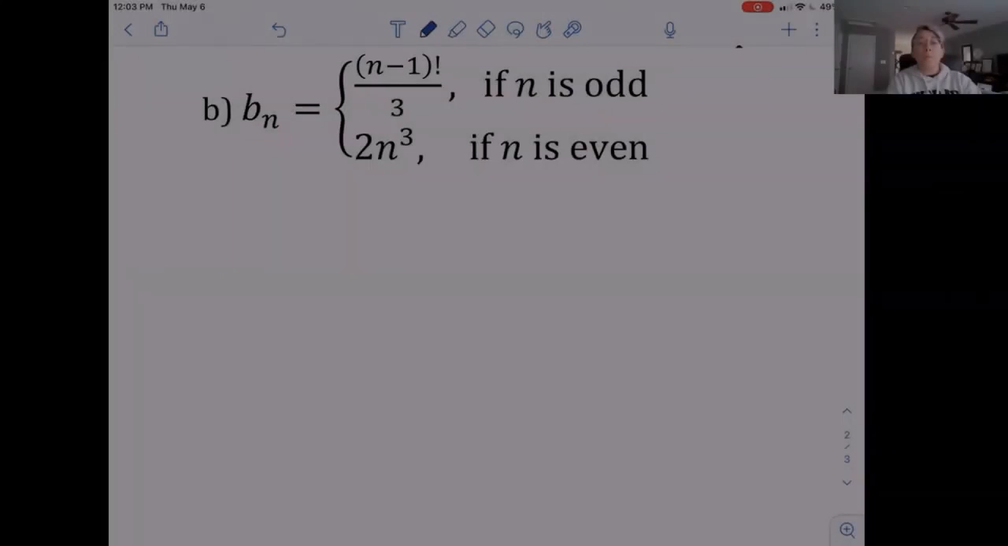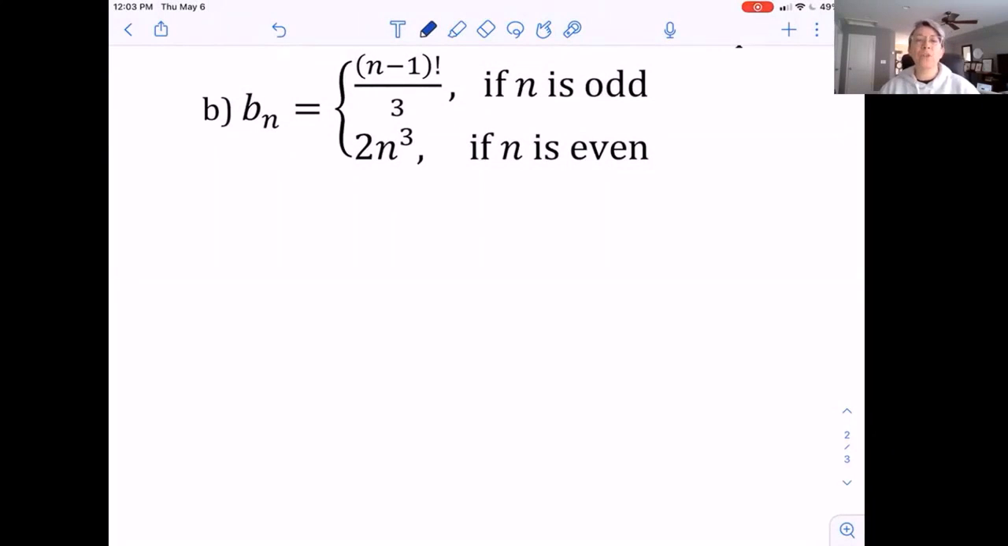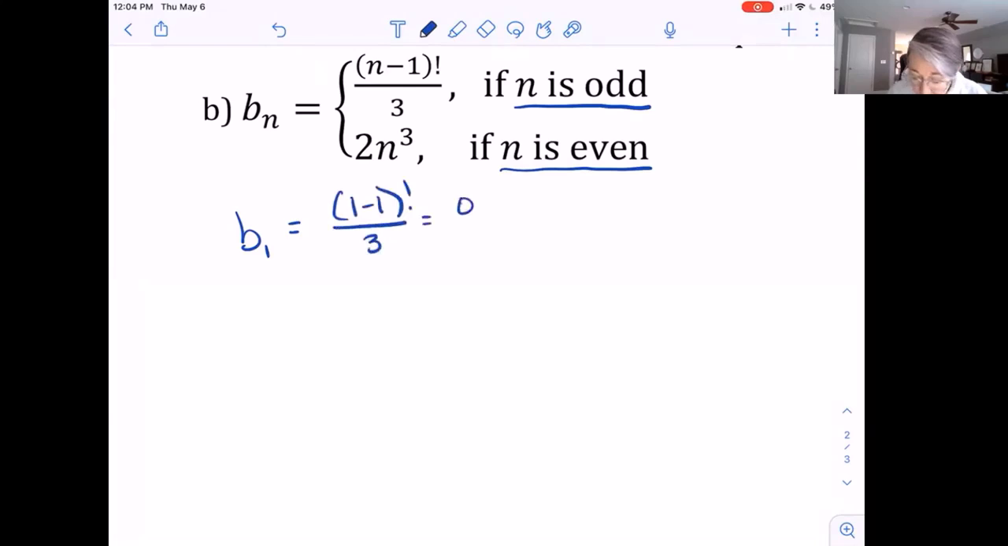Part B is a little bit different because it's given to us as a piecewise function, but that's fine. Our instructions is if it's an odd term, then we use that top portion. If it's an even term, we use the bottom portion. B sub 1, our first term is odd, so we're going to use that top formula. We will have 1 minus 1 factorial divided by 3. Remember, 0 factorial is defined as 1, so we get a 1/3. And if you forget, you can put 0 factorial in your calculator. It will give you a 1.